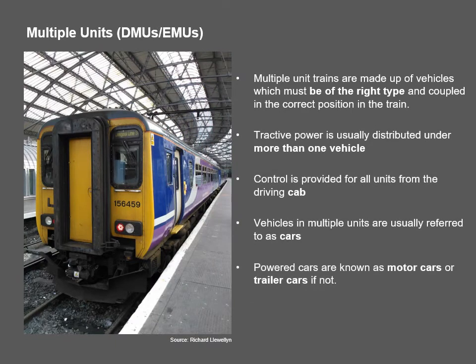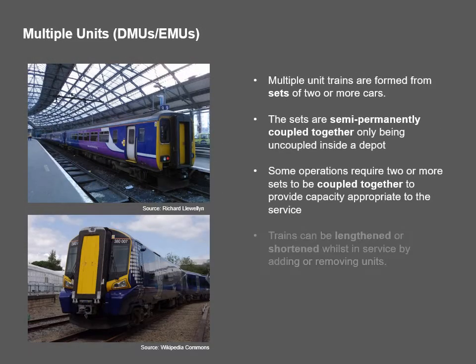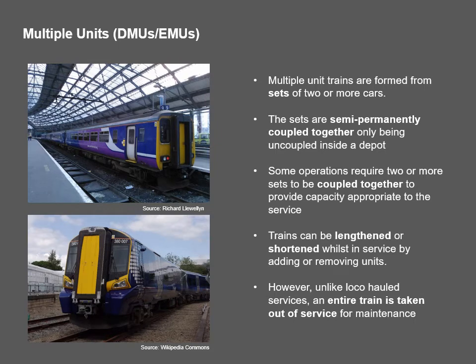Multiple unit trains are made up of vehicles which must be of the right type and coupled in the correct position in the train. Tractive power is usually distributed under more than one vehicle, and control is provided for all units from the driving cabs, and there's a cab at each end. Vehicles in multiple units are usually referred to as cars. Powered cars are known as motor cars, or trailer cars if not powered. Multiple unit trains are formed from sets of two or more cars.